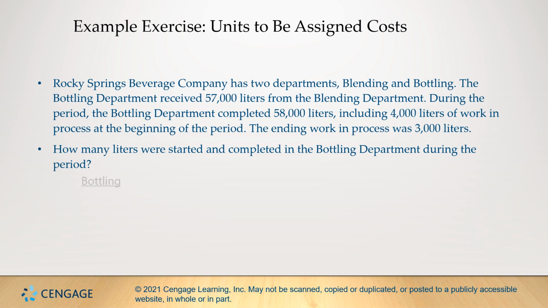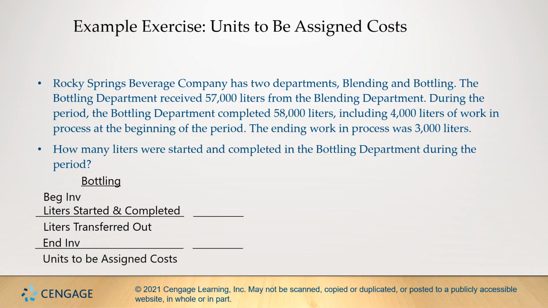Start by writing out our formula. Beginning inventory plus units started and completed equals units transferred out. Add to that number ending inventory, and we have units to be assigned costs. Let's work through the various numbers in the problem and determine where they fit in our formula. Then we can figure out our liters started and completed. What about the 57,000 liters received from blending? Remember, our units received will reconcile to our liters started and completed plus our ending inventory.